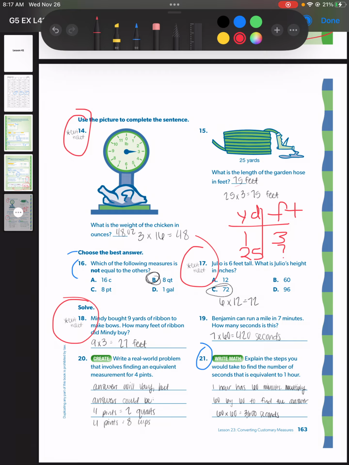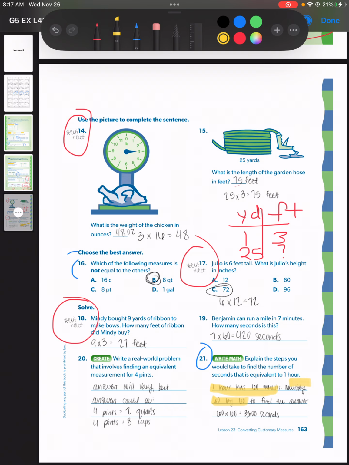And I also want to point at number 21. Here, you want to make sure that you see students name that 1 hour has 60 minutes. So that's the equivalent of making the table. And then you want to see them say, we multiply, and we multiply 60 by 60 to find the answer.